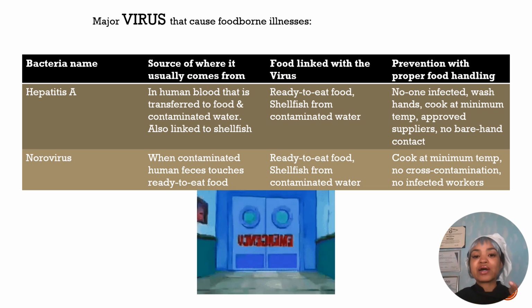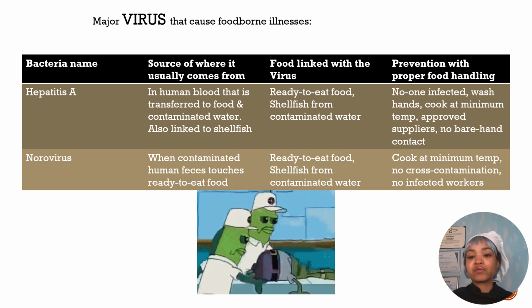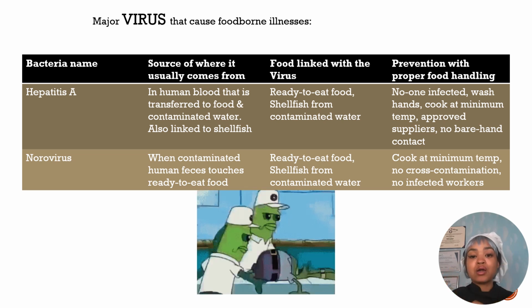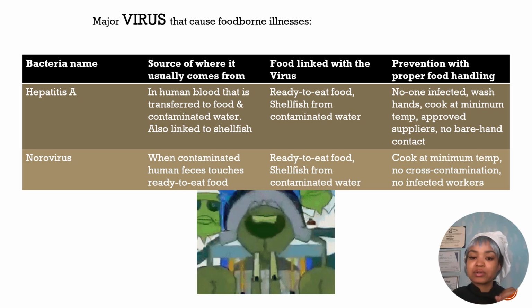Foods linked with this virus are ready to eat food and shellfish from contaminated waters. And prevention for it with proper food handling is to cook it at minimum temperatures, no cross contamination, and no infected workers. Wash your hands.